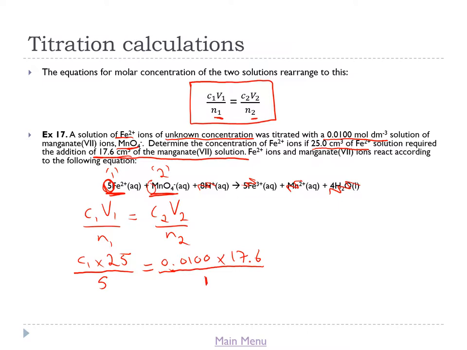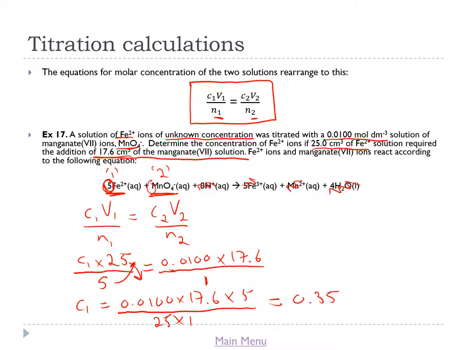Okay, so we can rearrange that to say that C1 equals 0.0100 times 17.6 times 5 divided by 25 times 1. So we're putting the 25s down and the 5 up to rearrange that equation. And if we work that all out, that is going to come to concentration equals 0.352 moles per decimeter cubed.